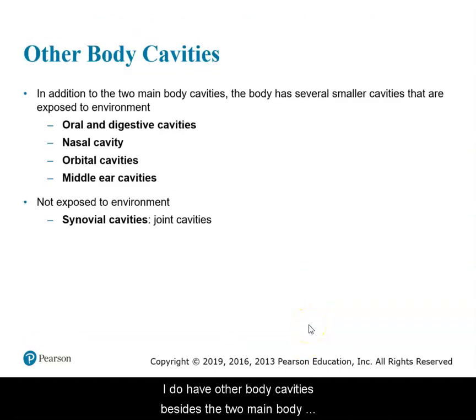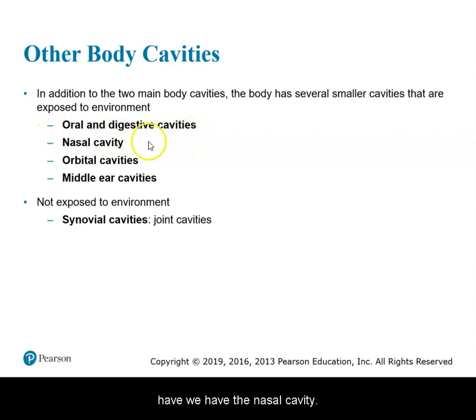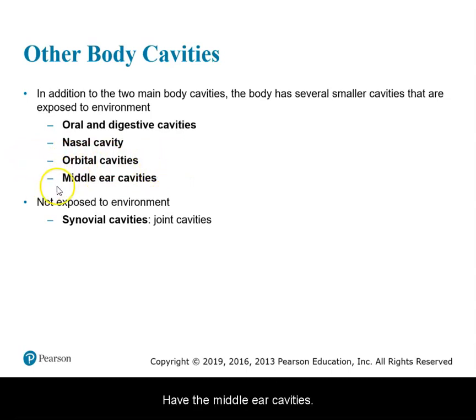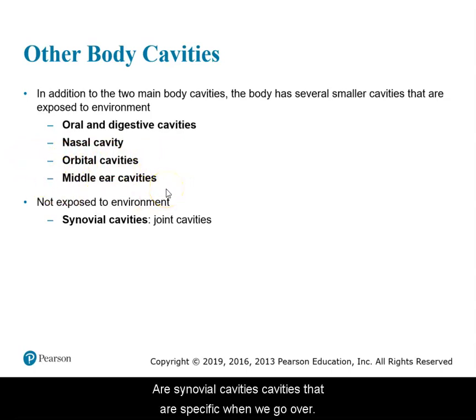We do have other body cavities besides the two main body cavities. We have several smaller cavities that are exposed to the environment. For example, we have the oral and digestive cavities, the nasal cavity, the orbital cavities that contain our eyeballs, and the middle ear cavities. And then we have a cavity not exposed to the environment: our synovial cavities. These are specific joint cavities that we'll talk about when we go over joints.